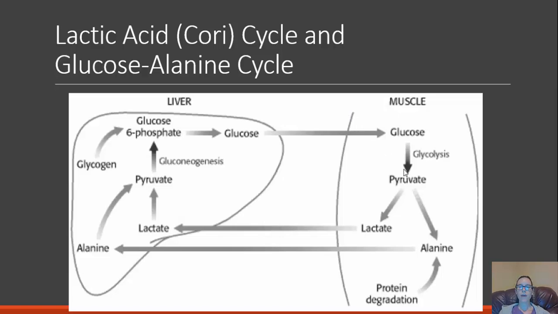We also could have the pyruvate in the muscle be converted to alanine through transamination using the products of protein degradation. The alanine then goes back to the liver to reproduce pyruvate, and again, then we can undergo gluconeogenesis, and the glucose can be utilized by either the liver itself or peripheral tissues.